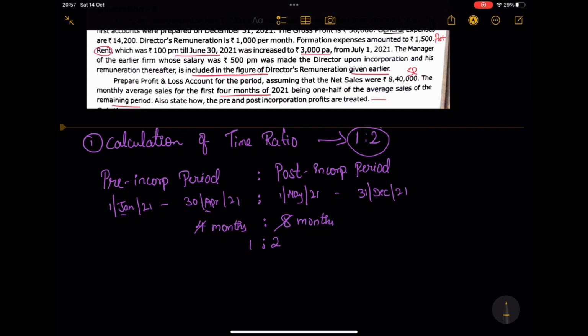What they have given in the question, we'll read out slowly and we'll solve it. Calculation of sales ratio.